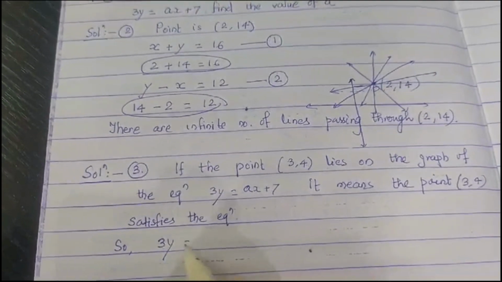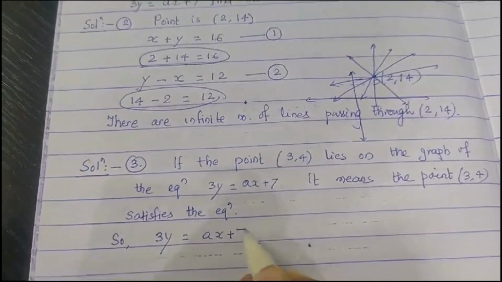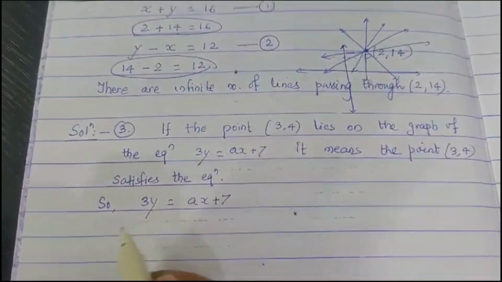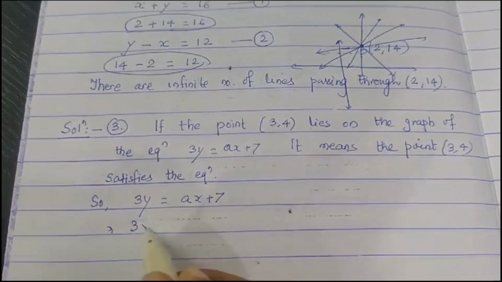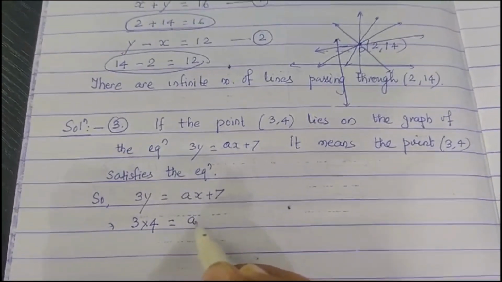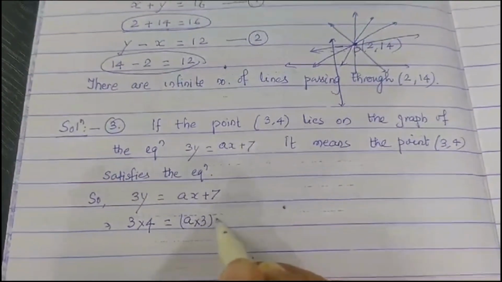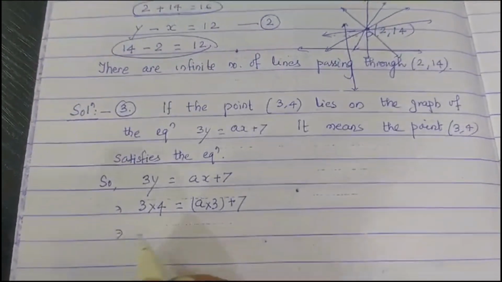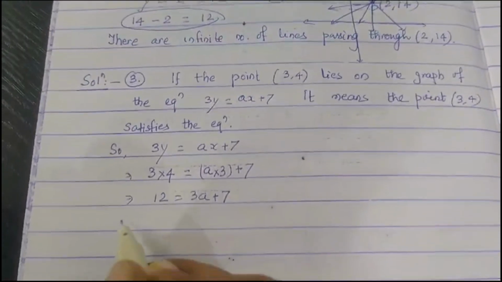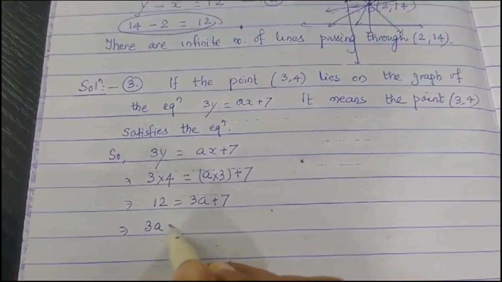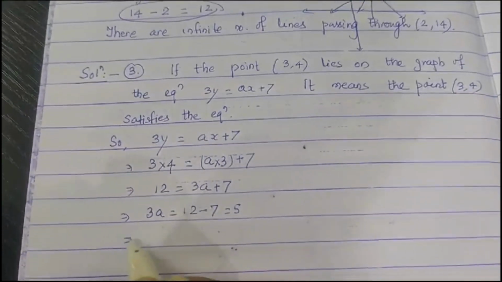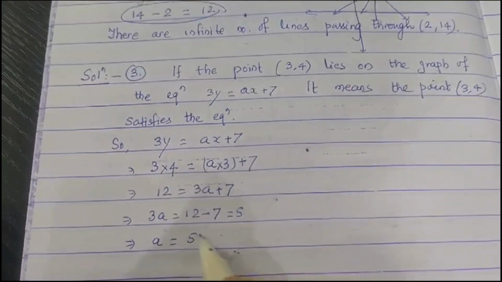So 3y equal to ax plus 7, and we will put the values of x and y as 3 and 4. This implies 3 into y, which is 4, is equal to a into x, which is 3, plus 7. This implies 12 is equal to 3a plus 7. So this implies 3a is equal to 12 minus 7, which is equal to 5. That means a is equal to 5 by 3.